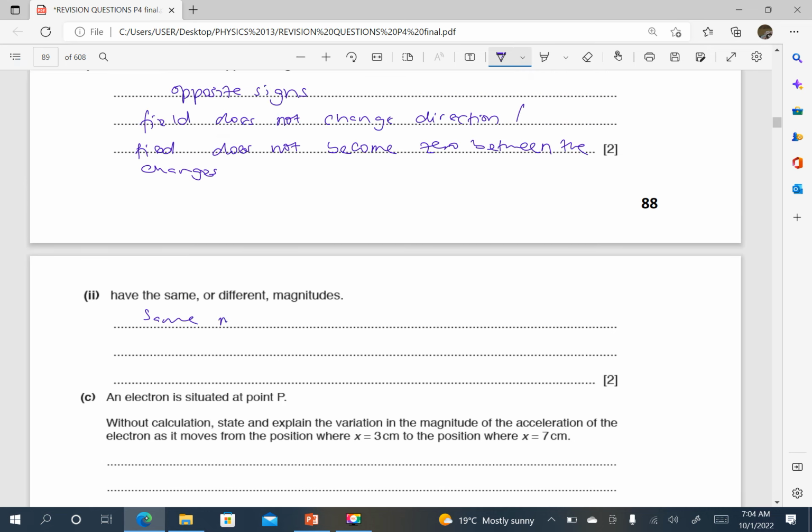They have the same magnitude. The reason is that the minimum field strength is at the midpoint between the charges.